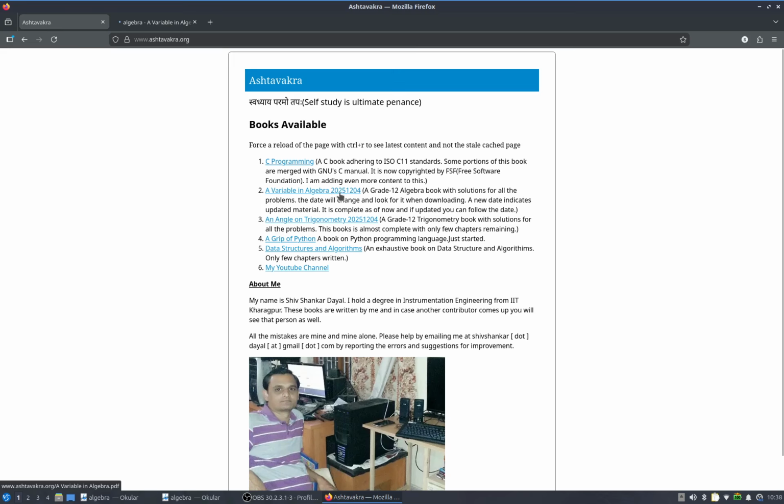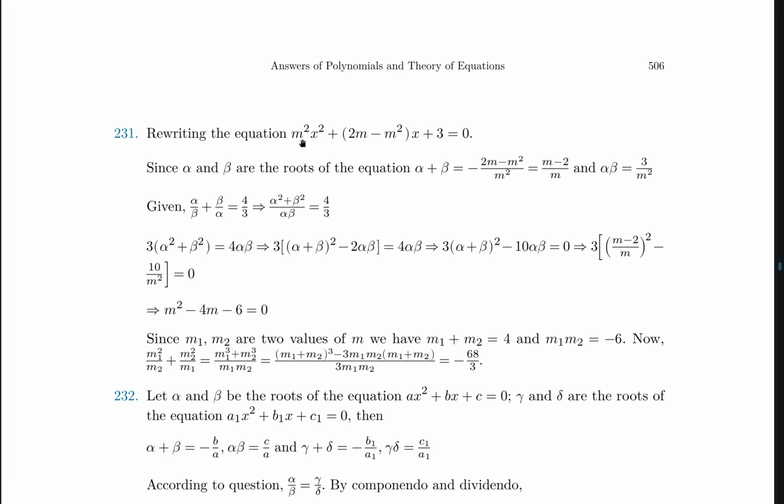Let me send this in full screen. All right. So we have the equation, we rewrite it. We have now m square x square plus 2m minus m square into x plus 3 is equal to 0. Now alpha beta are the roots, so sum is given by minus 2m minus m square by m square, which is m minus 2 by m, and product of roots alpha beta is given by 3 by m square.